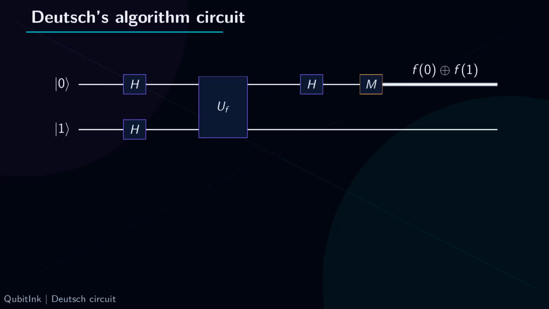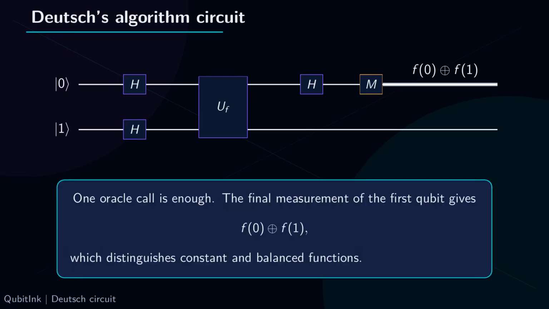The circuit begins with 2 qubits, ket 0 and ket 1. A Hadamard gate is applied to both. The first qubit becomes a superposition of the 2 possible inputs. The second qubit becomes ket minus, which is the target state needed for phase kickback. The oracle U sub f is then applied once. After the oracle, a final Hadamard is applied to the first qubit, and that qubit is measured. The measured value is f of 0 xor f of 1. Therefore, one measurement distinguishes constant and balanced functions.